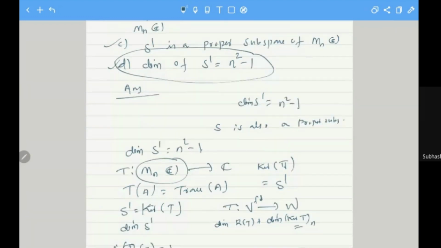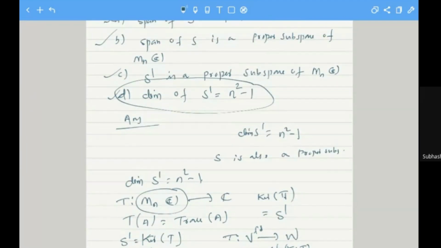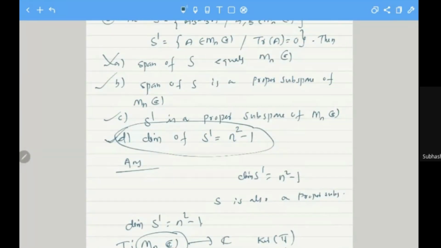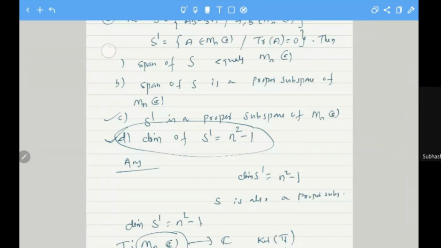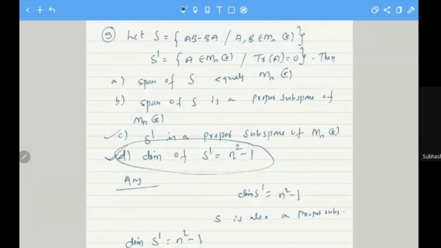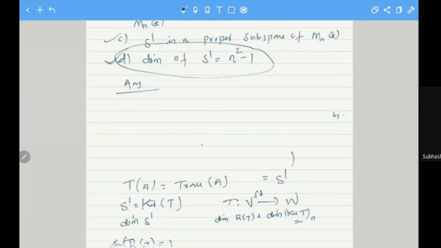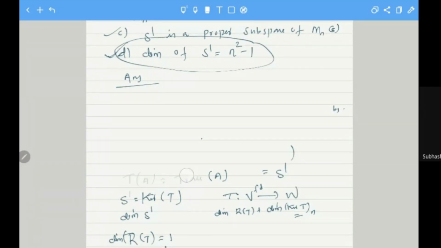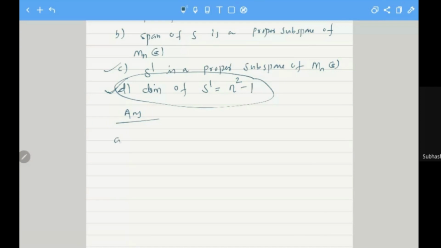So the dimension of S prime is N square minus 1. That is clear, right? So this is N square minus 1. That is correct. S prime is a proper subspace of MNC. That is also correct. So we need to know about these two, A and B, right? We will see that. Option A.